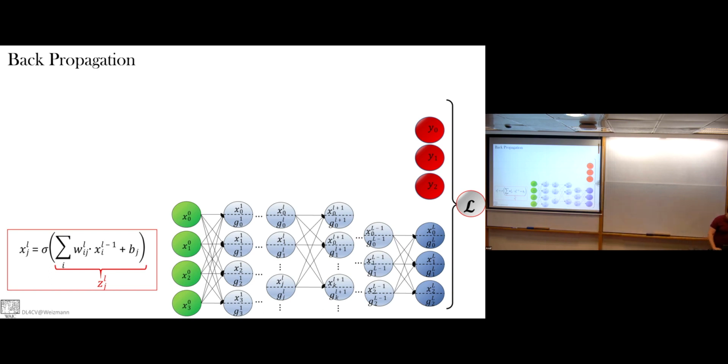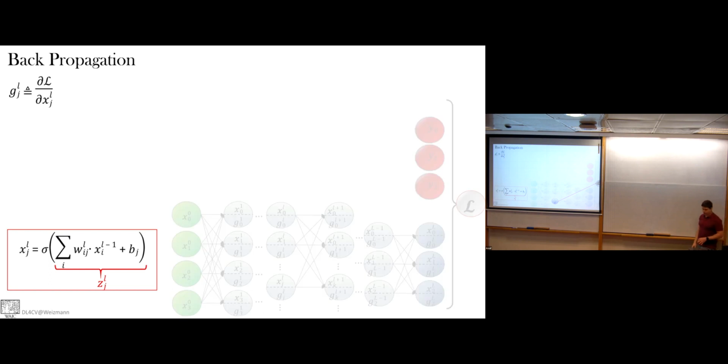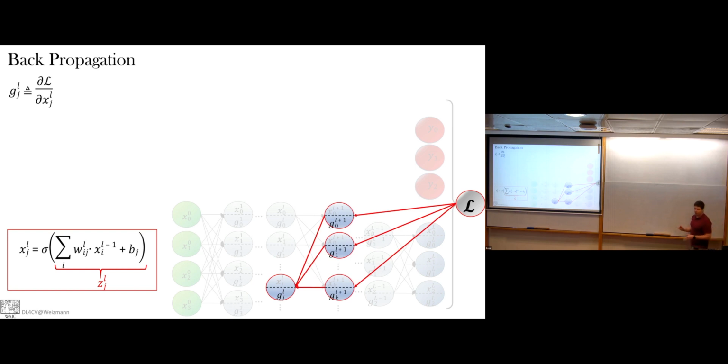So how do I get these G's? Let's look at the definition again. It's the derivative of the loss with respect to some X, L, J. We have this loss here, and we have this neuron here, and we don't know how to approach this directly. But maybe we can use the chain rule again to make things easier. The way we're going to do this is to look one layer ahead of the neuron that we care about.